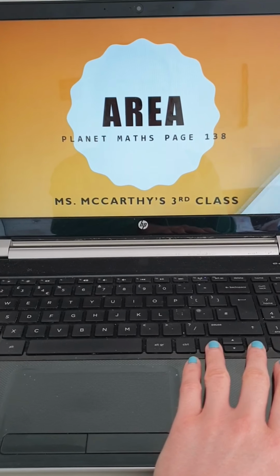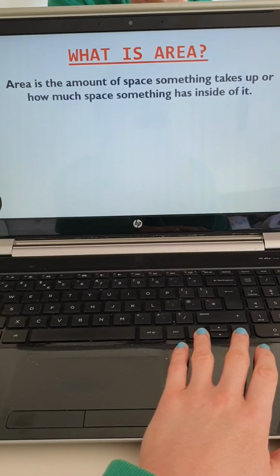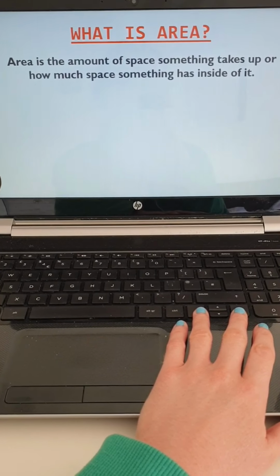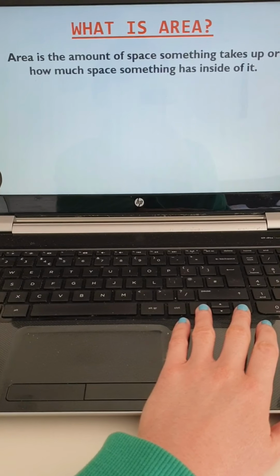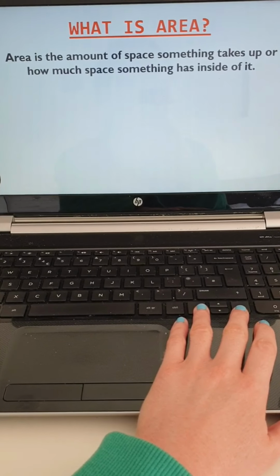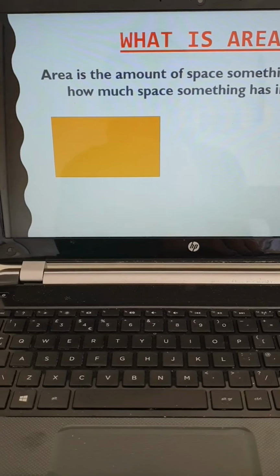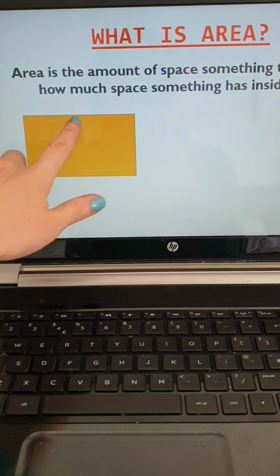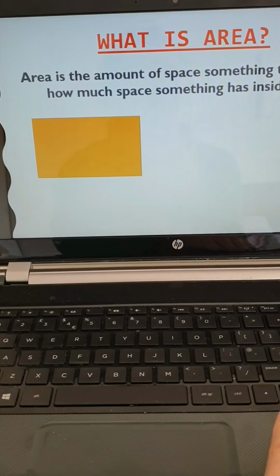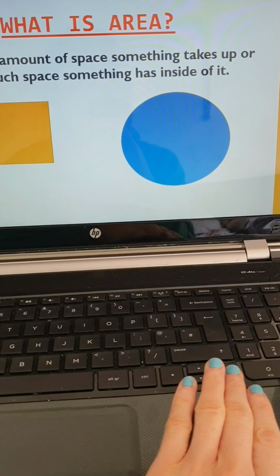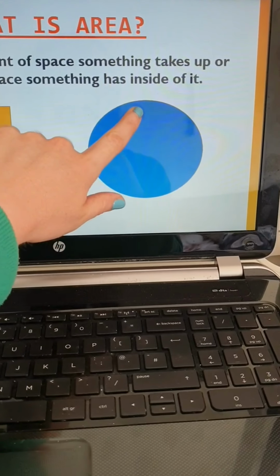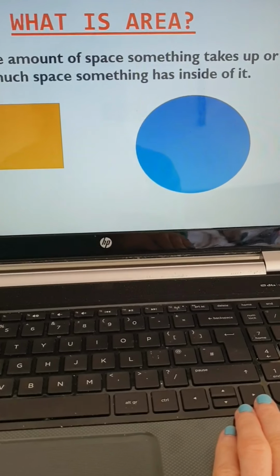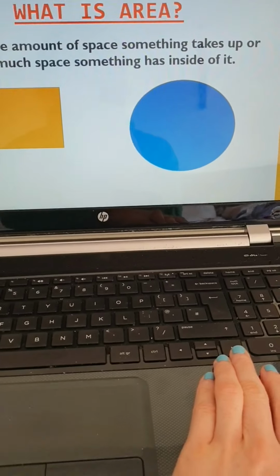So firstly, to get started, what is area? Okay, so area is the amount of space that something takes up, or how much space something has inside of it, okay? So for example, we have this rectangle here, and if we were looking for the area of it, we would want to know how much space this whole rectangle takes. It's the same with this circle. If we were looking for the area of it, we would be measuring all of the inside to see the total area or the total space it takes up, okay?